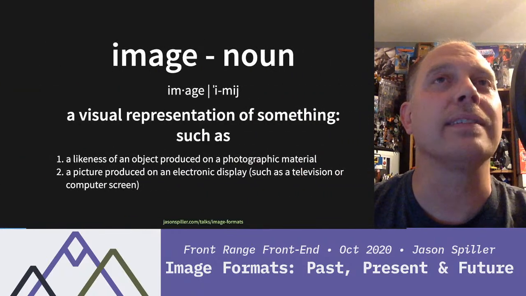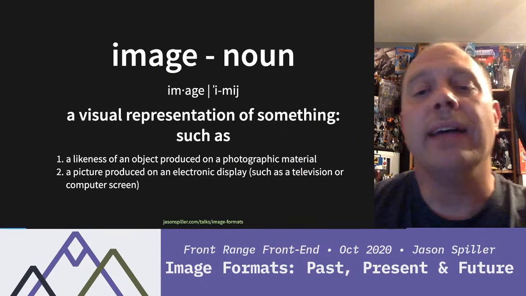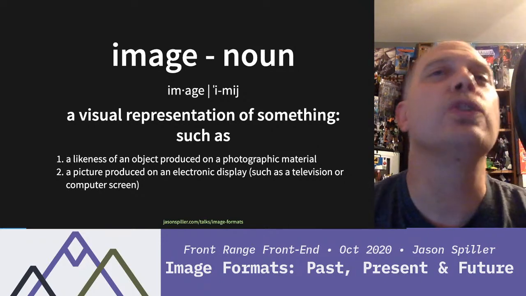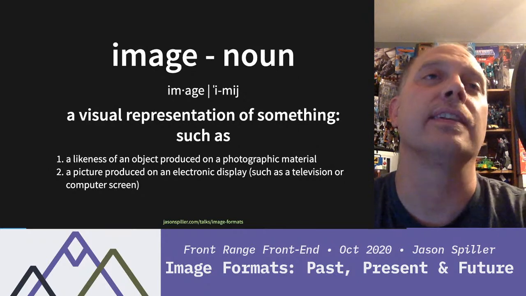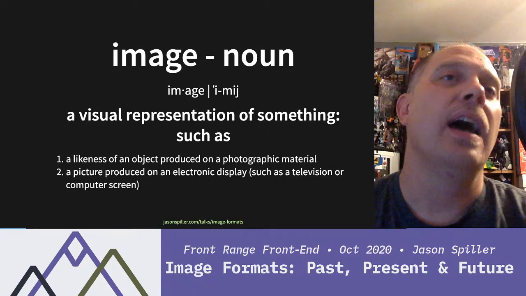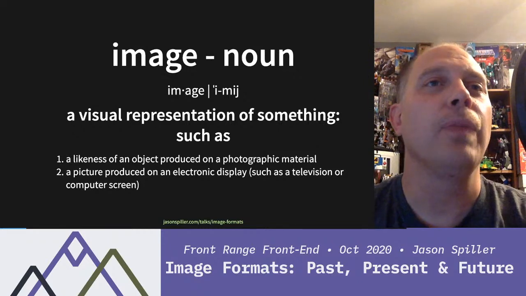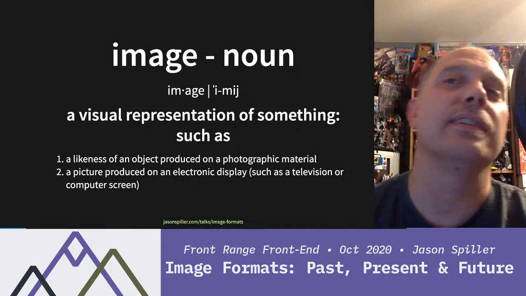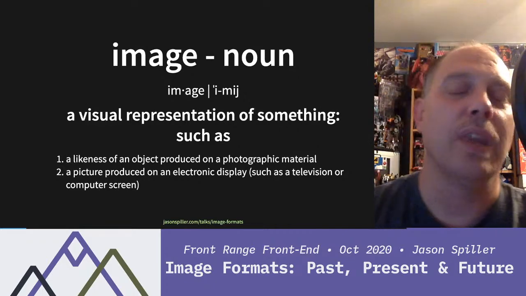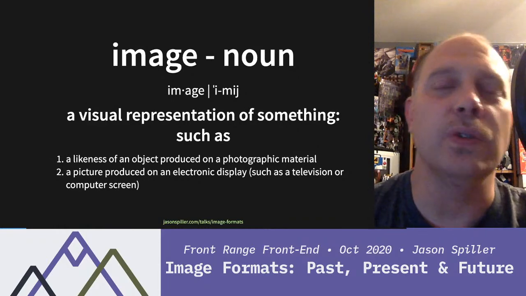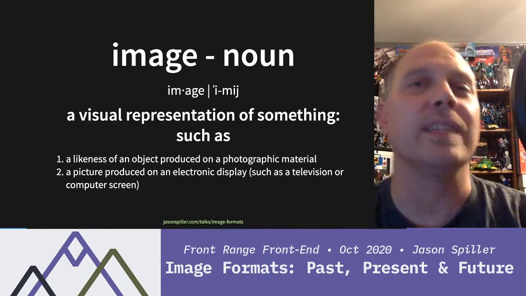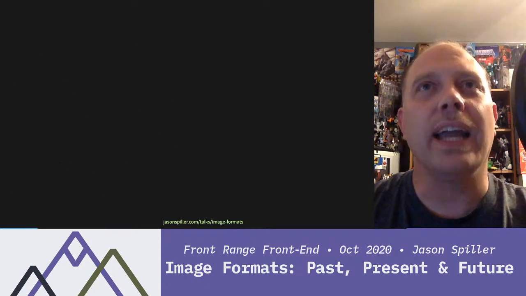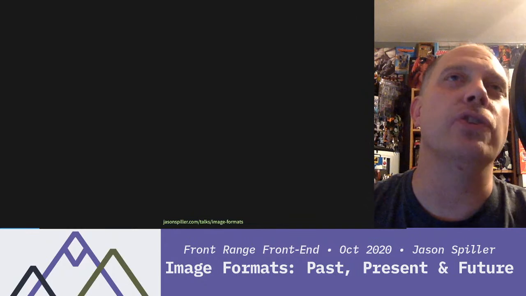into our topic tonight. So, as Merriam-Webster defines image, it is a noun. It is a visual representation of something, such as a likeness of an object produced on a photographic material, and more what we're talking about here, a picture produced on an electronic display, such as a television or a computer screen. And of course, that includes these little devices that all of us carry around nowadays. So, really kind of interesting when talking about imagery.